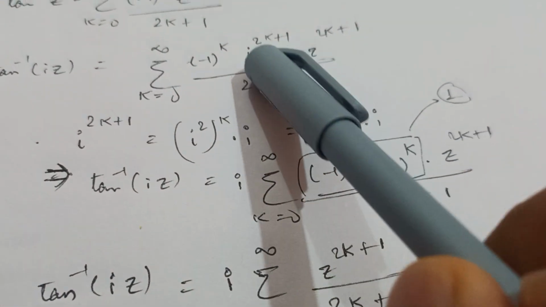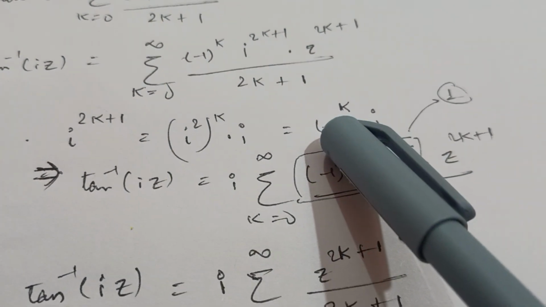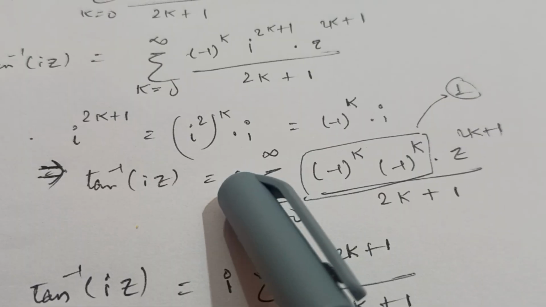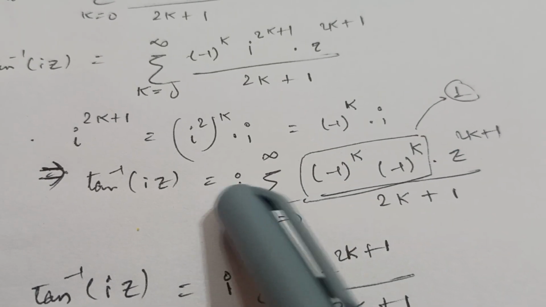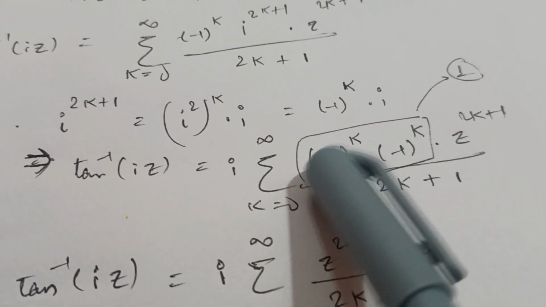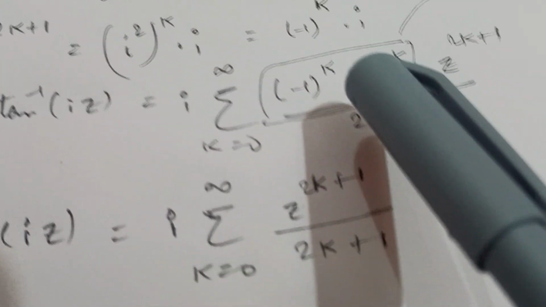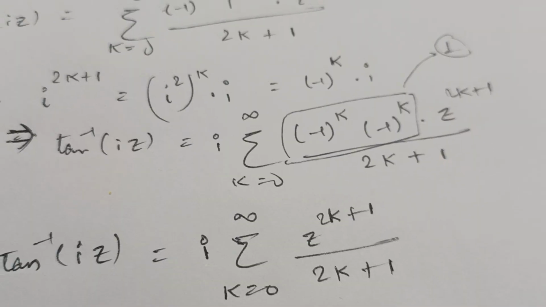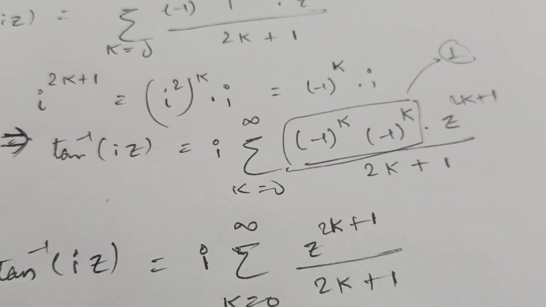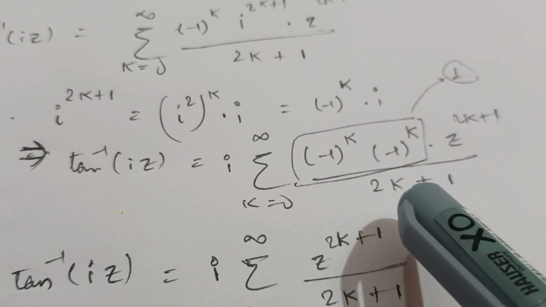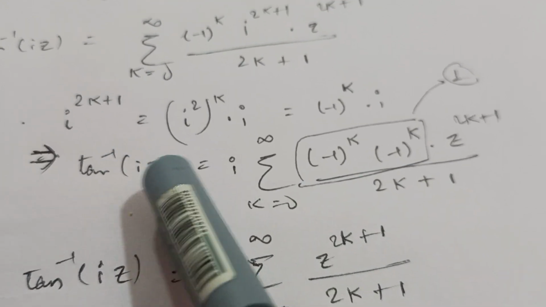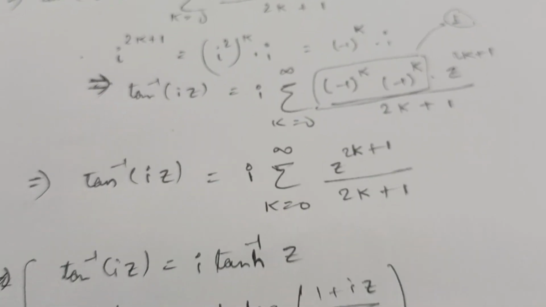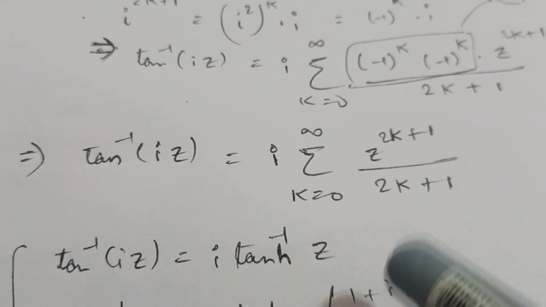So after replacing i to the power 2k plus 1 with minus 1 to the power k into i, I have written the i here, and this minus 1 to the power k. These two will combine and give us minus 1 to the power 2k, which is nothing but 1, because the power is even, so it will give us 1. So tan inverse iz can be written with this being 1.